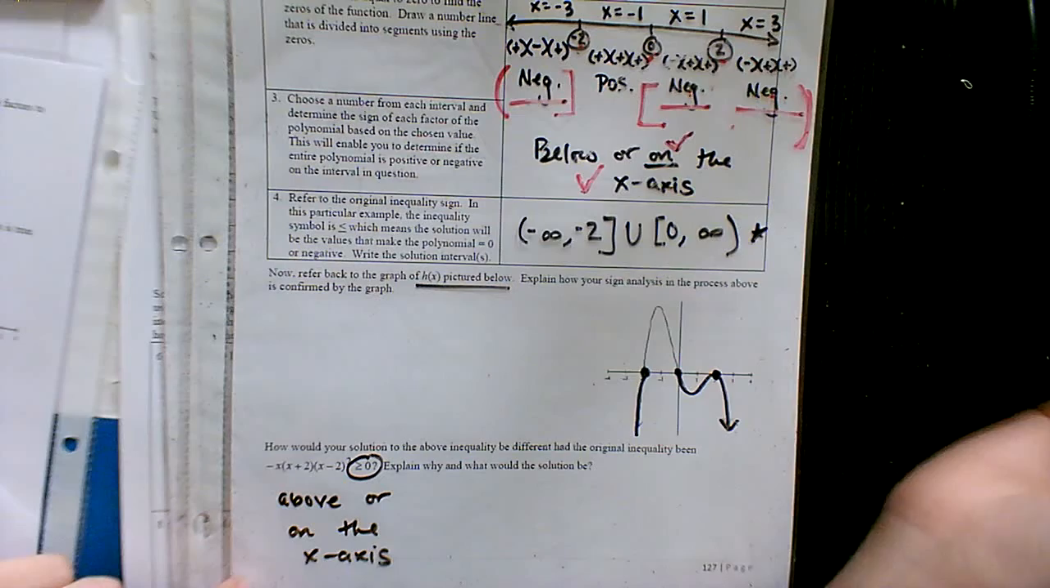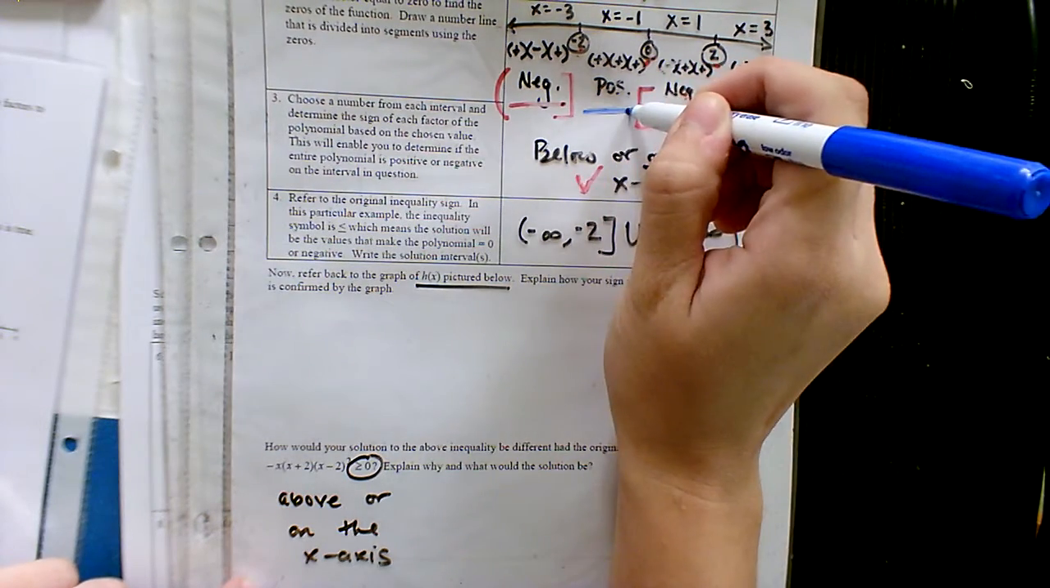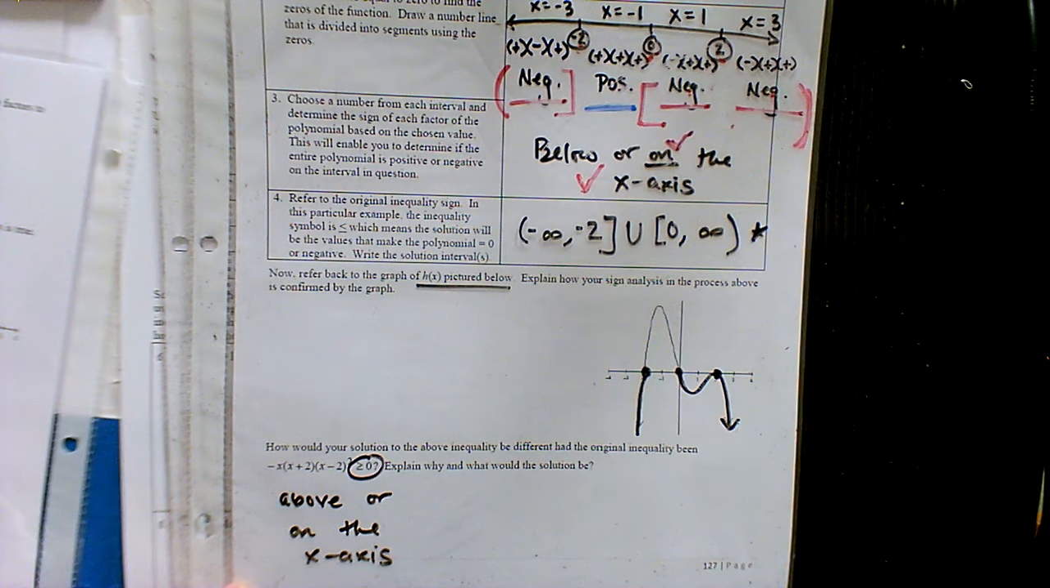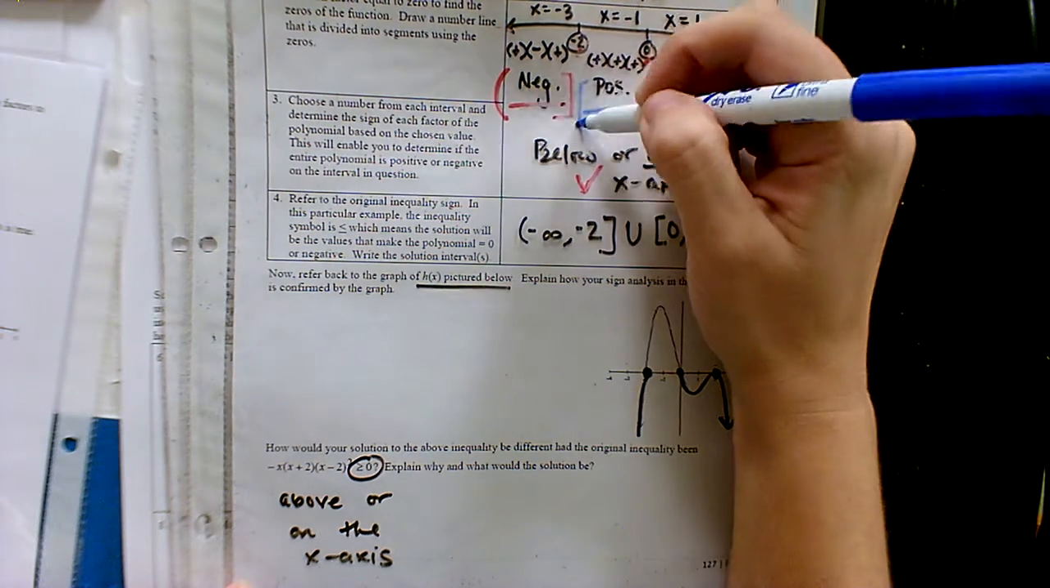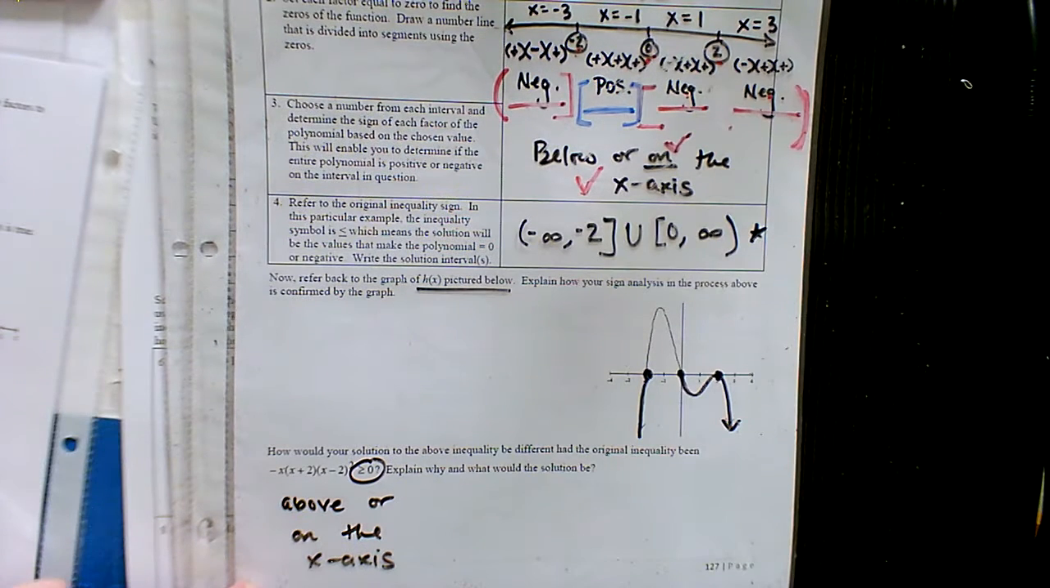What do you think, Julia? Okay, positive, definitely for the above. And then "on" means we should be able to include those x-intercepts. Yeah? Is that what you're going to say? Yeah. I'm sorry, Caitlin. Okay, so we should be able to include those x-intercepts. So we can do bracket -2 and then bracket 0.